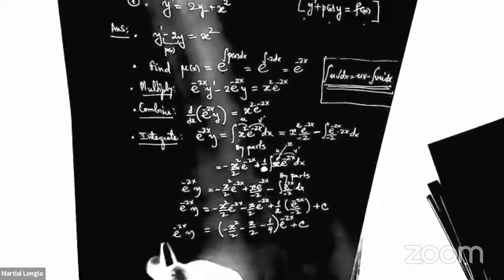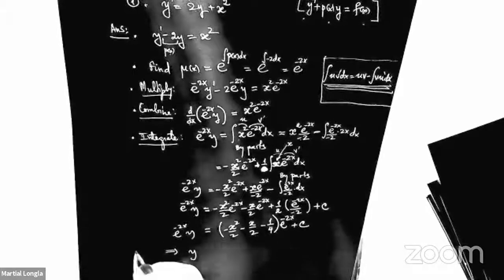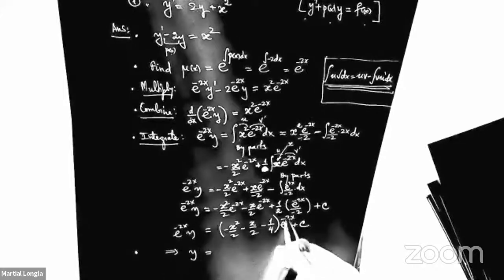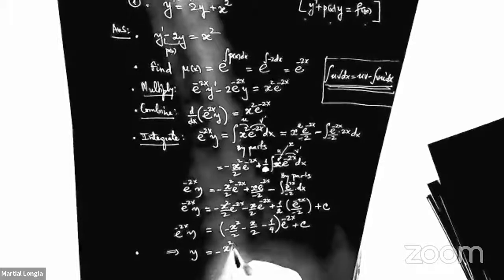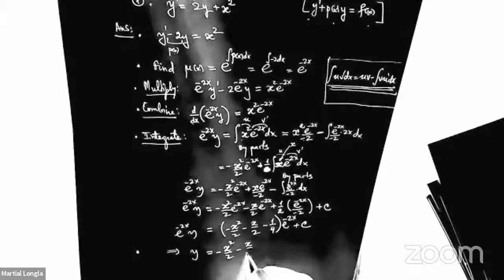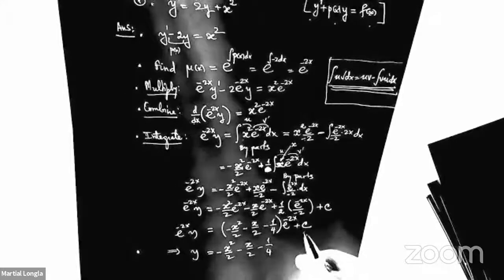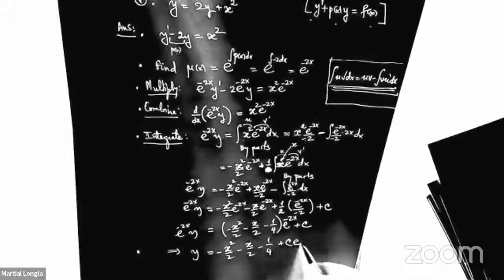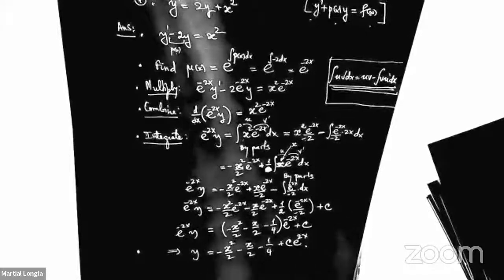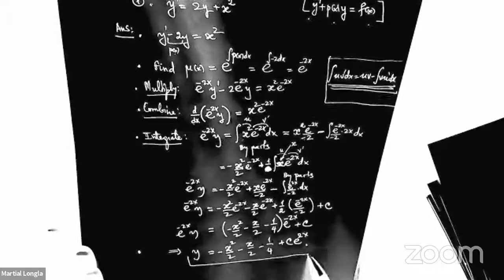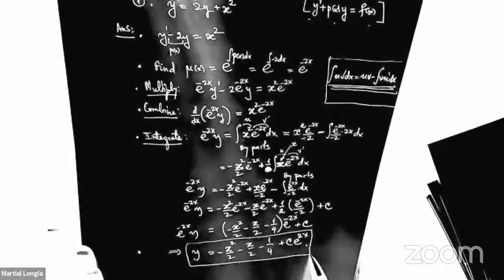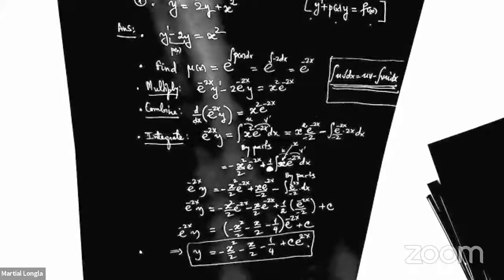And now what you do is you divide to get y. That last step. And when you divide, e to the minus 2x cancels with the e to the minus 2x, so you get negative x squared over 2 minus x over 2 minus 1/4 plus c e to the 2x. That's it. And if you have initial values, you plug them in to find c. Questions?